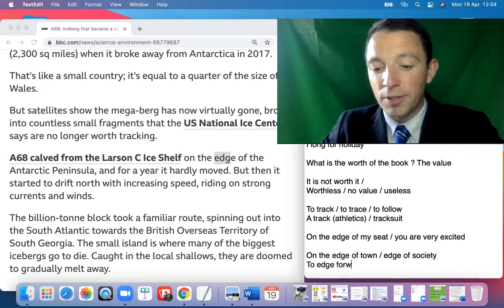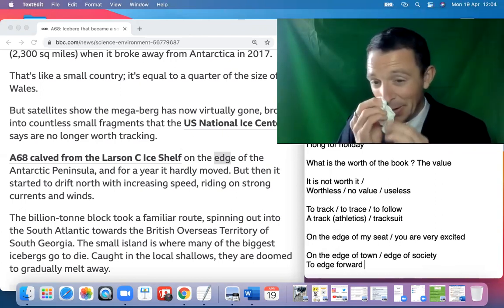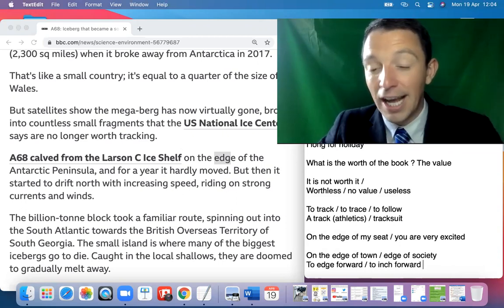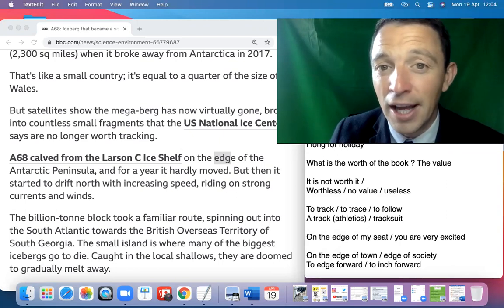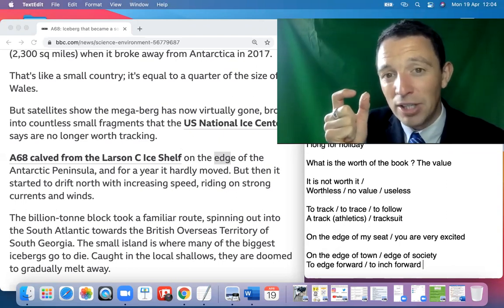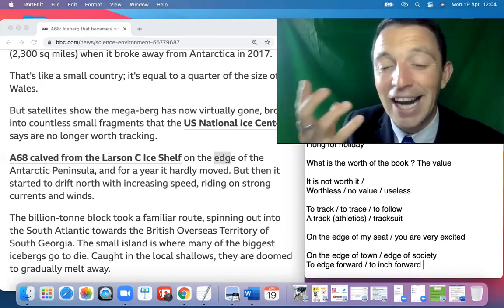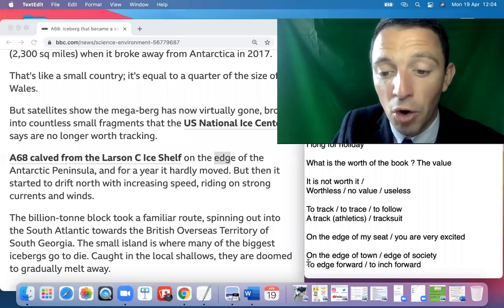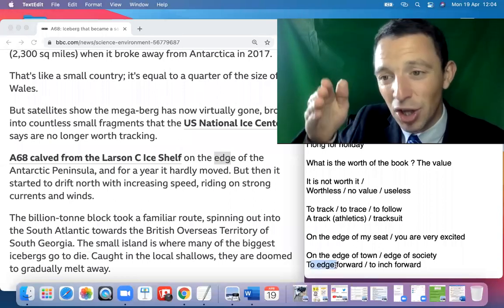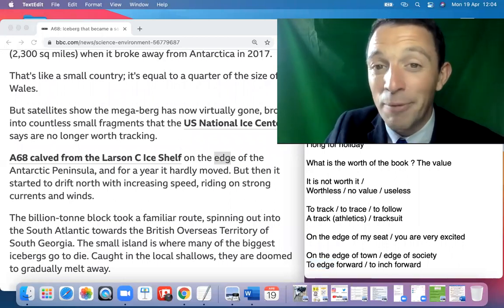To edge forward is to move forward very, very slowly. Okay, so to edge forward is similar to inch forward, and that's really fluent and very, very good vocabulary. So the inch is the measurement, the small measurement, and if you inch forward, you move forward very, very slowly. And exactly the same, if you edge forward, you move forward, but really, really slowly. Edge, edge, edge. Okay, very, very good vocabulary, very fluent.